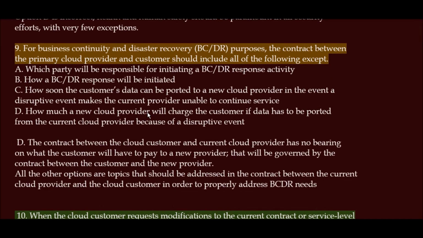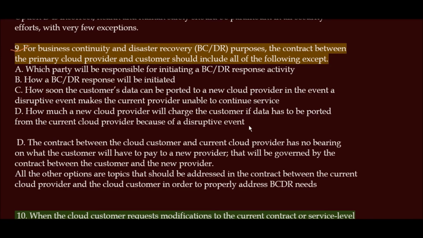Next question. For business continuity and disaster recovery purposes, the contract between the primary cloud provider and customer should include all the following except. Here, the correct answer is option D. This is how much a new cloud provider will charge the customer if data has to be ported from the current cloud provider because of a disruptive event.